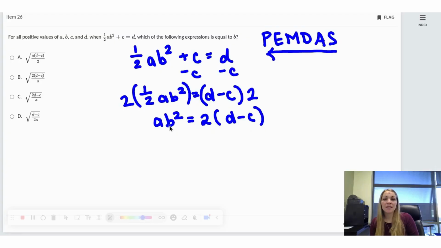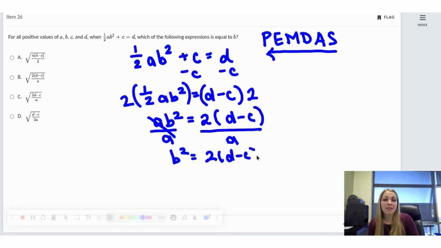I'm getting b by itself. There's more multiplication. I'm going to divide both sides by a. That makes a 1. So I get b squared equals 2 times the quantity d minus c over a. And to undo the square, I'm going to take the square root of both sides.